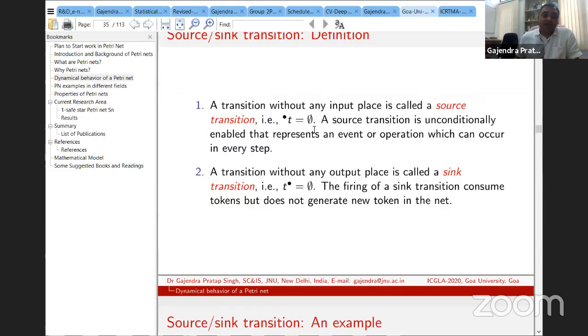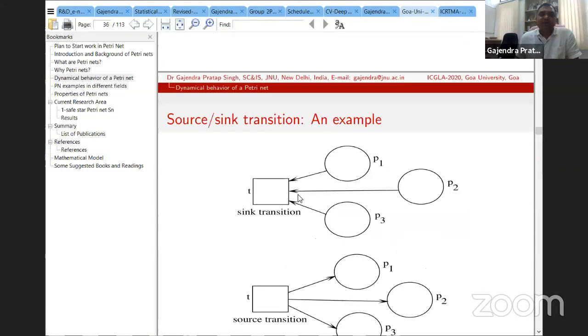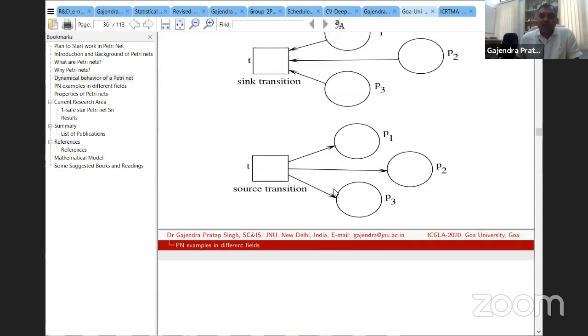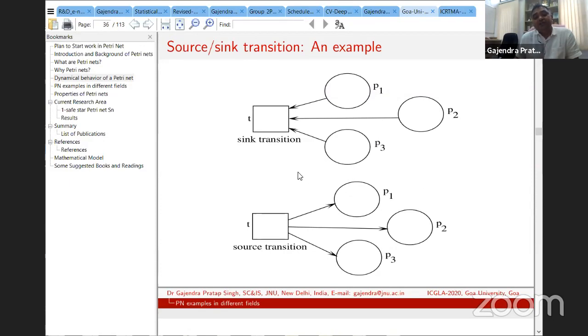Similarly, just like in graph theory, we have the source and sink concept. If all the directed arcs go towards the transition, this is called a sink transition. And if there are outgoing arcs, that is called a source transition. The very important property of the sink transition is that if you have a token in the input place of the sink transition, the token is always consumed. It cannot exceed, it is always consumed by the firing rule.